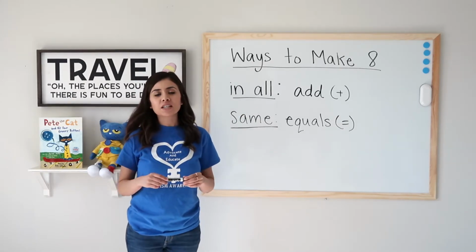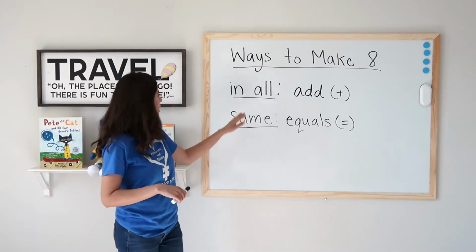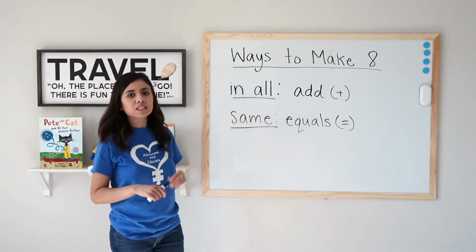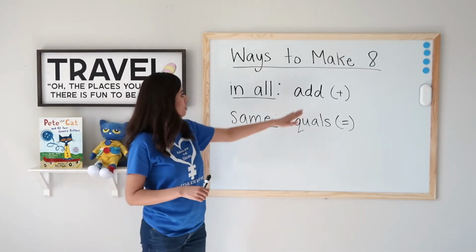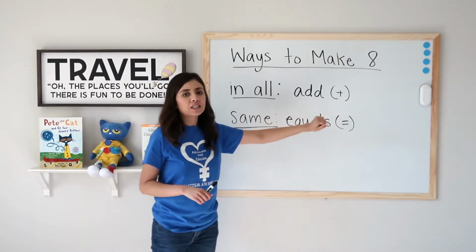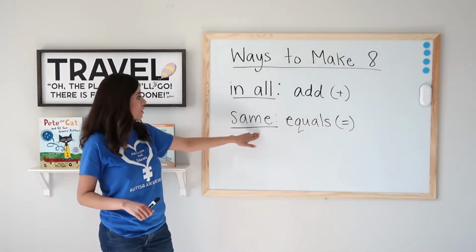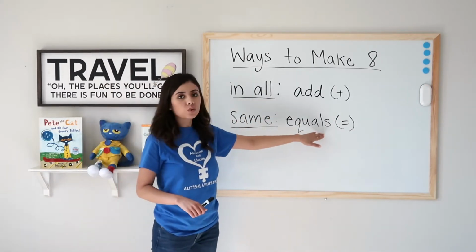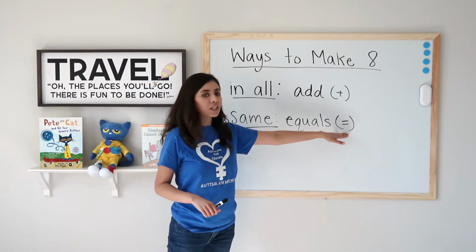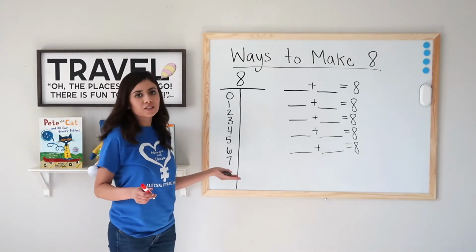Before we get started, let's look at some vocabulary to better help us through the lesson. In all. What does in all mean? In all means we are going to add, okay? Here's my plus sign. When I see in all, I will add. Same. Same means they are equal, okay? Here's an equal sign.